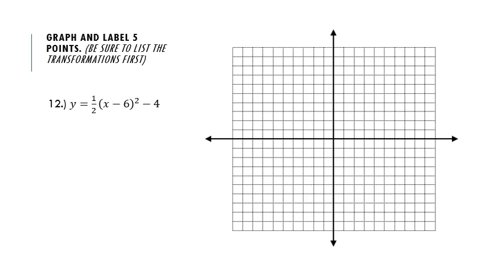Next one. So shrink by a half, and then right 6, down 4. So we're going to start right 6 and down 4. There we go. And then shrink by half, so the slope is like 1/2, up 1 over 2. Up 1 over 2. And then make our parabola.